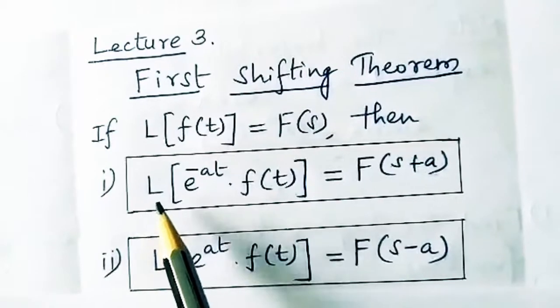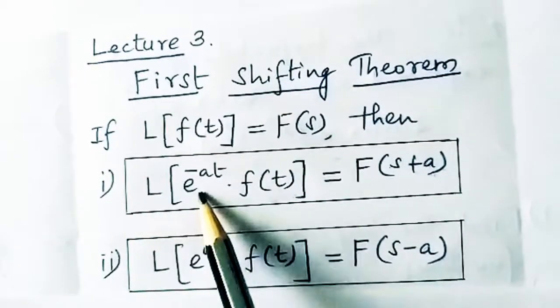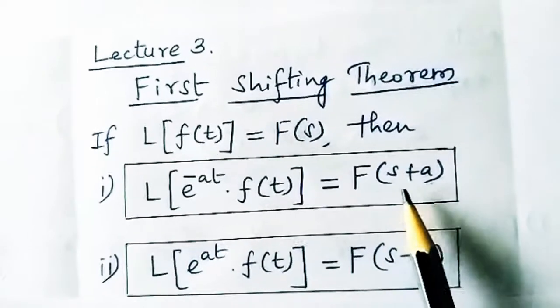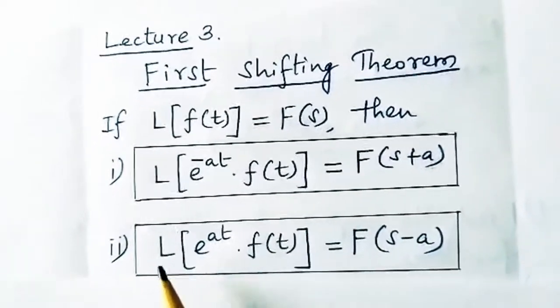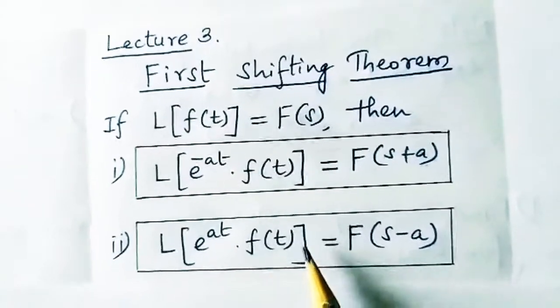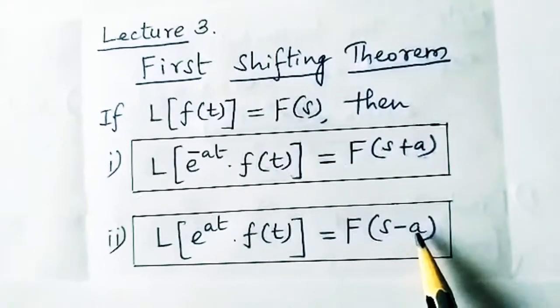The first one is Laplace transform of e raised to minus at f of t, that is equal to F of s plus a, and the second one, Laplace of e raised to plus at f of t, is equal to F of s minus a.